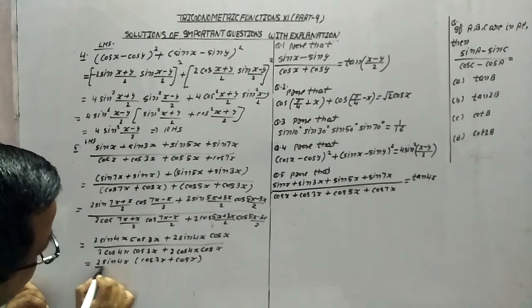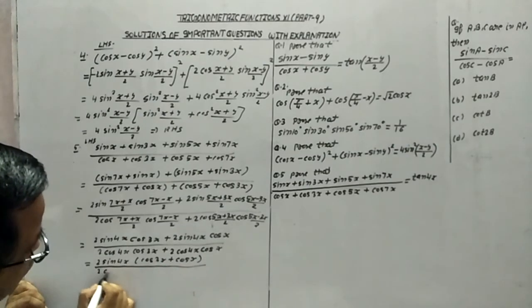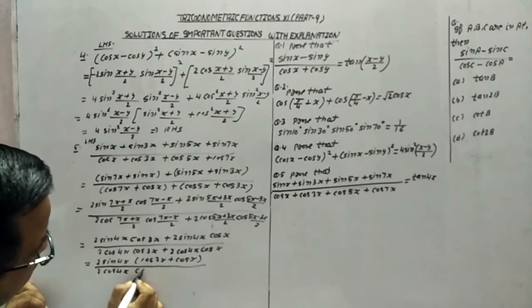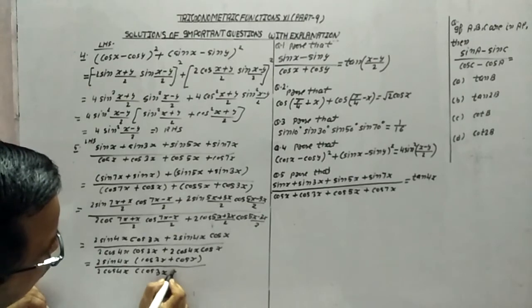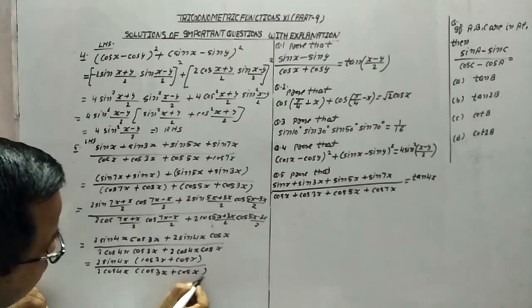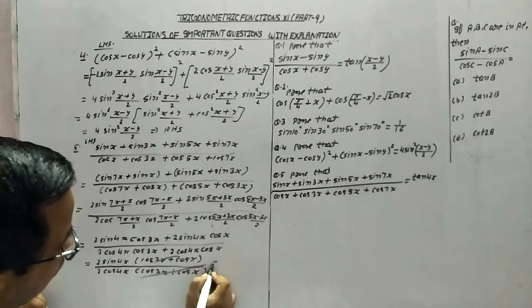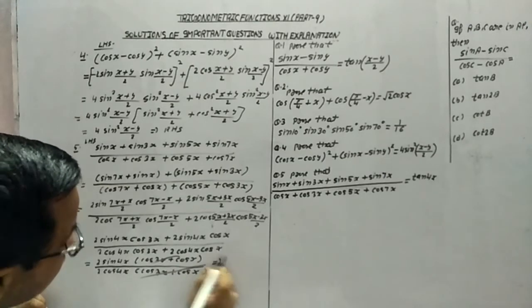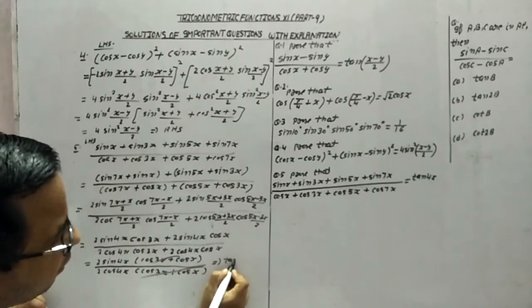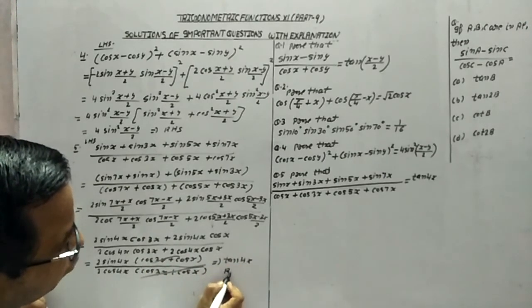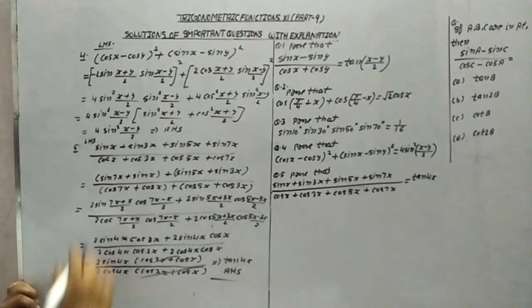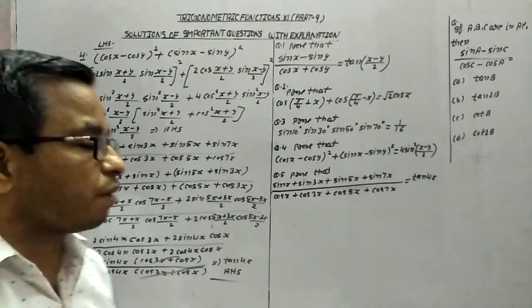In the same way, what is common here? The common term is 2 cos 4x. What is left? cos 3x plus cos x. Now this term cancels out, and 2 cancels out. Sin theta upon cos theta means tan theta, so tan 4x, which is equal to the right hand side. So this is the way to do these very important questions.